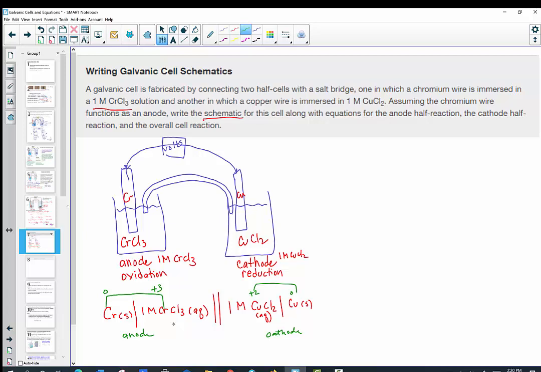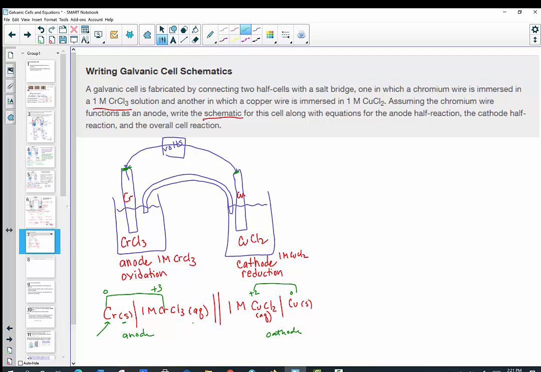Now, the other thing I notice is I don't need an inert electrode because I have chromium solid going to aqueous ion. I can definitely place an electrode on this hunk of chromium metal. Same over here. I can hook an electrode to a solid copper piece of metal. So I don't need anything inert to take care of that. They can serve as their own electrodes.